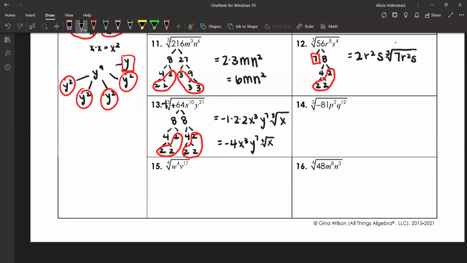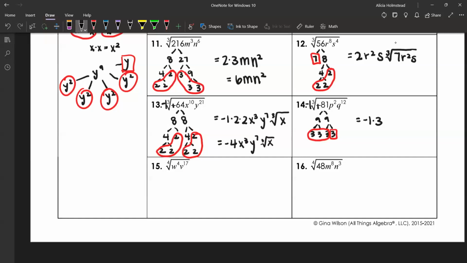14. Again, we'll go ahead and put that negative 1 out front. 81 is 9 and 9, which is 3 and 3. Our index is 3, so we're looking for groups of 3 things. We have a leftover 3. So the negative 1 comes along, we pull out a 3 for the group.